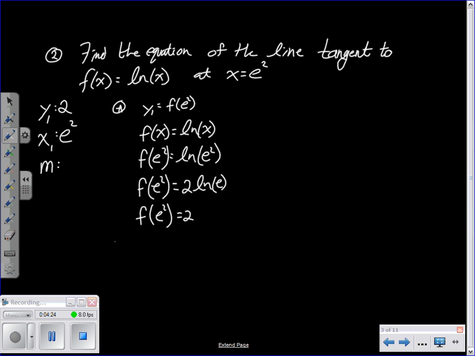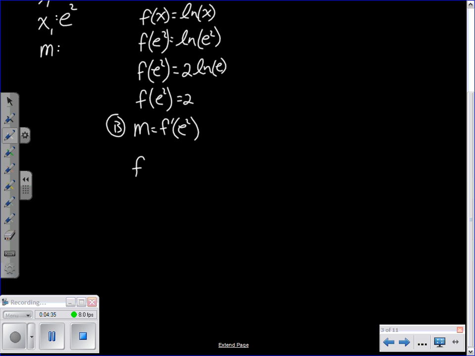And then the next thing I need to do is find slope. So remember slope, my m, is equal to f prime of where I'm looking at my x value. So this is f prime of e squared. So to find the derivative, f prime of x, I take my function, which was natural log of x. The derivative I know is 1 divided by x. I take the derivative of what's inside and divide it by what's inside. Then I'm simply going to plug my x value in. So I plug in e squared. So this is 1 over e squared, and that's my slope.